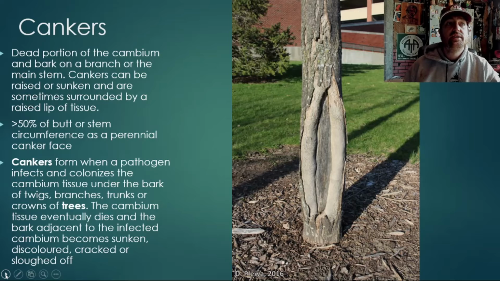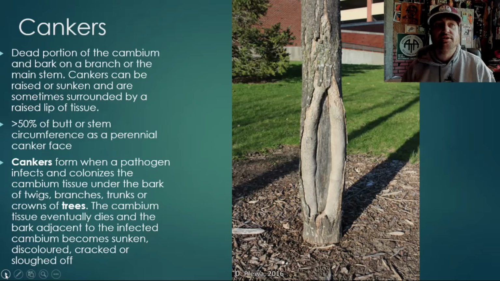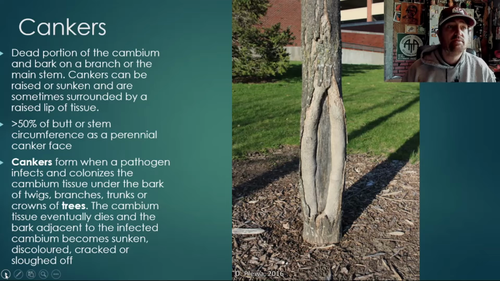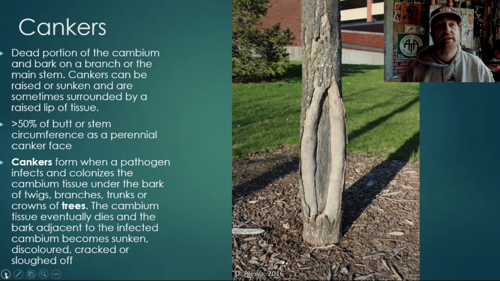Here's a canker. Look at this thing. Dead portions of the cambium and bark on branches or the main stem. Cankers can be raised or sunken, sometimes surrounded by a raised lip of tissue. 50% of butt or stem circumference as a perennial canker face. Look at that. That's clearly an unhealthy situation in that tree. It forms when a pathogen and insects colonize the cambium tissue under the bark.